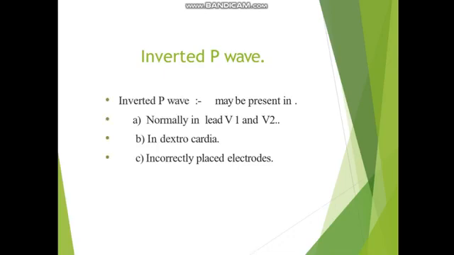Inverted P wave. Inverted P wave may be present normally in lead V1 and V2. In dextrocardia, when the heart is rotated to the right side of the thorax and its apex is felt in the right fifth intercostal space, and it can be because of incorrectly placed electrodes. And you must be very clear that whenever the electrodes are not placed in their genuine positions, even then the wave contours can be abnormal, and it can deceive the physicians to title the abnormalities. So while performing the recording of the ECG, placement of the electrodes is very essential, as I have told in my previous sitting.